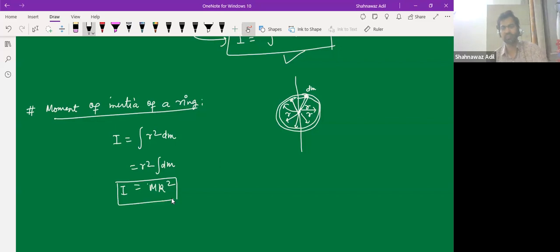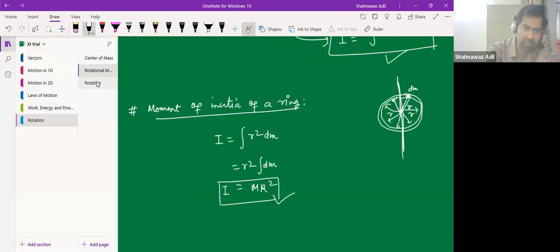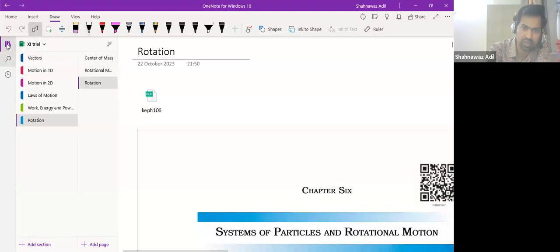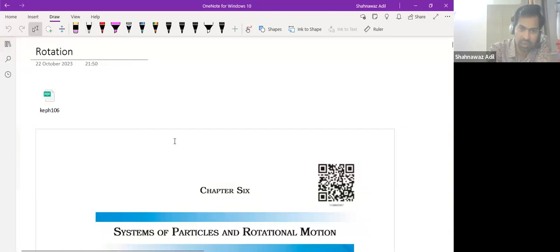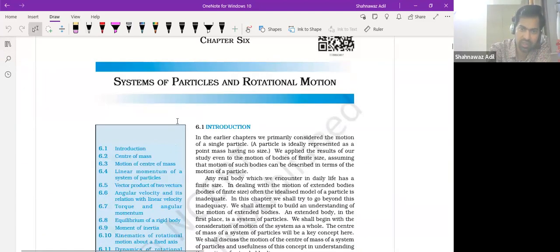So this is at the center. You are rotating this ring at the center, so the axis of rotation passes through the center of the ring, perpendicular to its plane. This is the moment of inertia of the ring, and then you have different rigid bodies, and those are continuous. For all these bodies, you just have to remember the values.